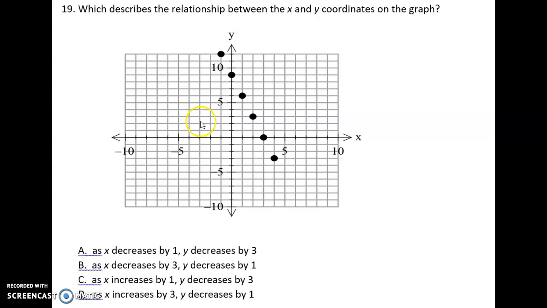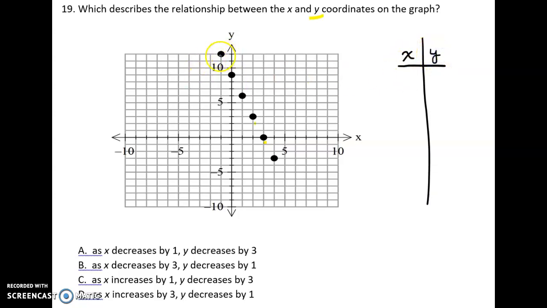In this question, we're given a graph with some points, and we want to know the relationship between x and y on that graph. So we're looking here, here, here, here, here, and here. So what I'm going to do is take my pen here, and look at the coordinates of each of these points. I'm going to make a little table here for x values versus y values.